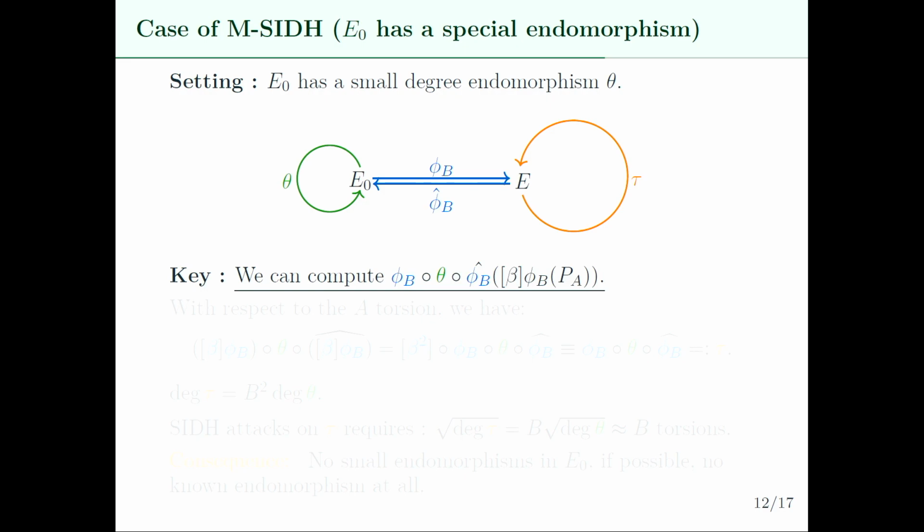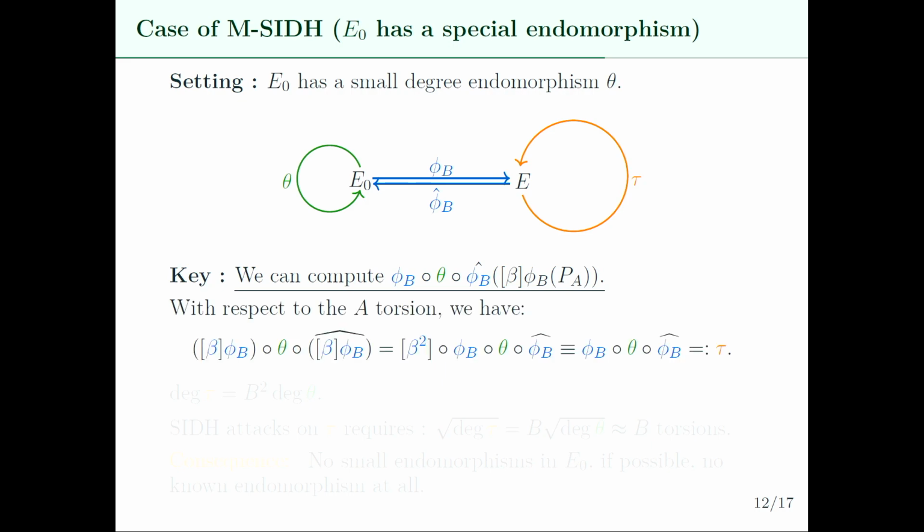And we first define the lollipop endomorphism. It is composed of phi_b, theta, and hat pi_d. And the key of this attack is that we can compute the image point of beta P_A under this lollipop endomorphism without knowing the secret scalar beta. And here's the reason why we can compute the image point. By definition, beta squared is equivalent to 1 modulo A. So we have this equivalence modulo A.